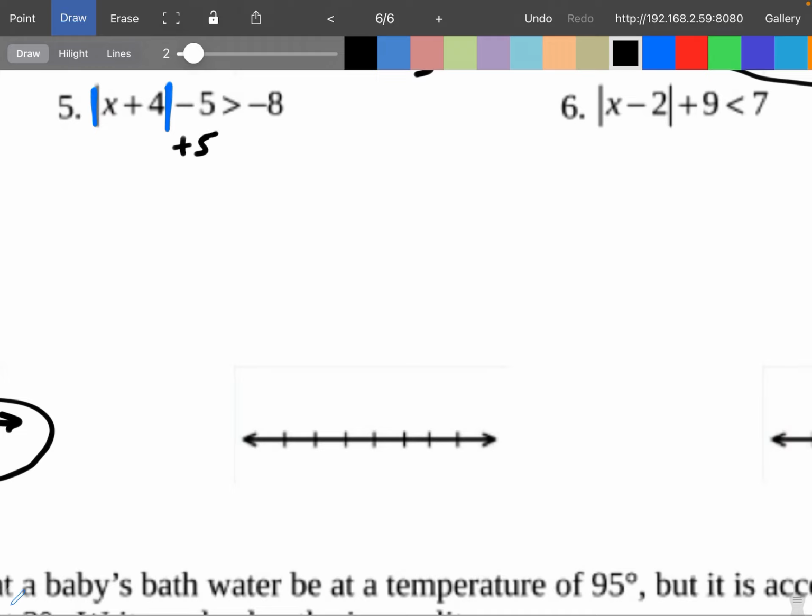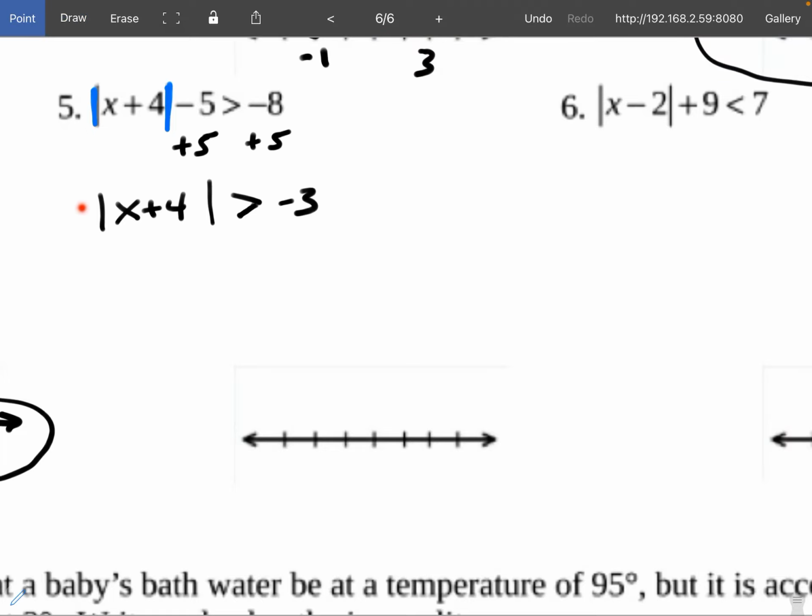So let's look at 5. Is the absolute value by itself? No, here it is right here. The absolute value is not by itself. How do I get rid of that minus 5? We're going to add 5 on both sides. So we get the absolute value of x plus 4 is greater than negative 3.